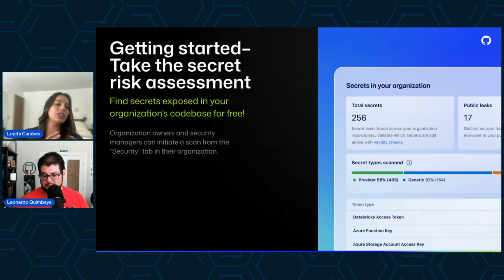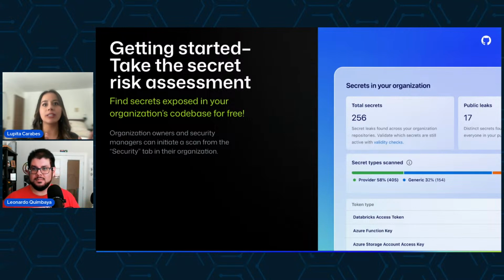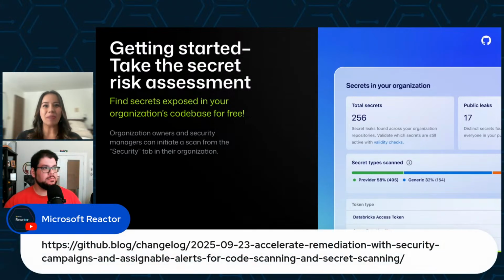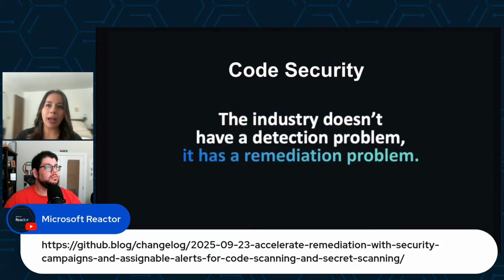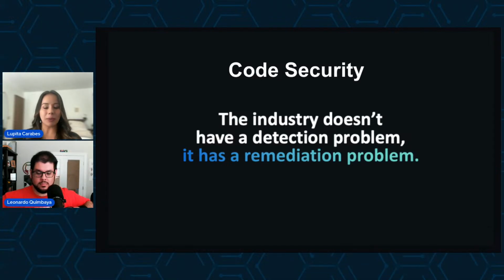So now that you've got a gist of what secret protection is, how easy it is, and how awesome it is, let's talk about what first party code analysis looks like. Code security, static analysis, all the same thing, different names. I always say code security. In this space, the industry doesn't have a detection problem, it has a remediation problem. I know I sound like a broken record, but it is so important to realize that it's not just about finding flaws. It really does matter what happens next.